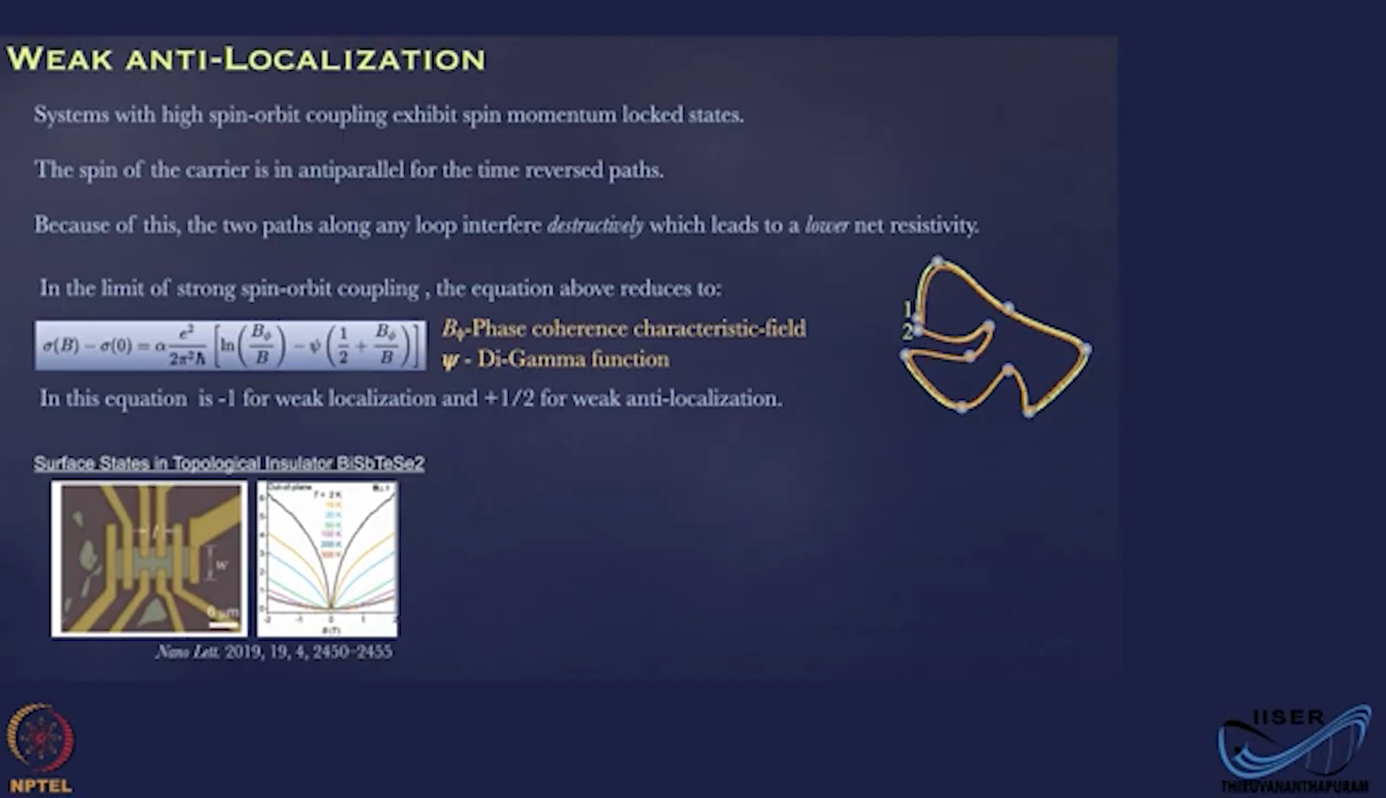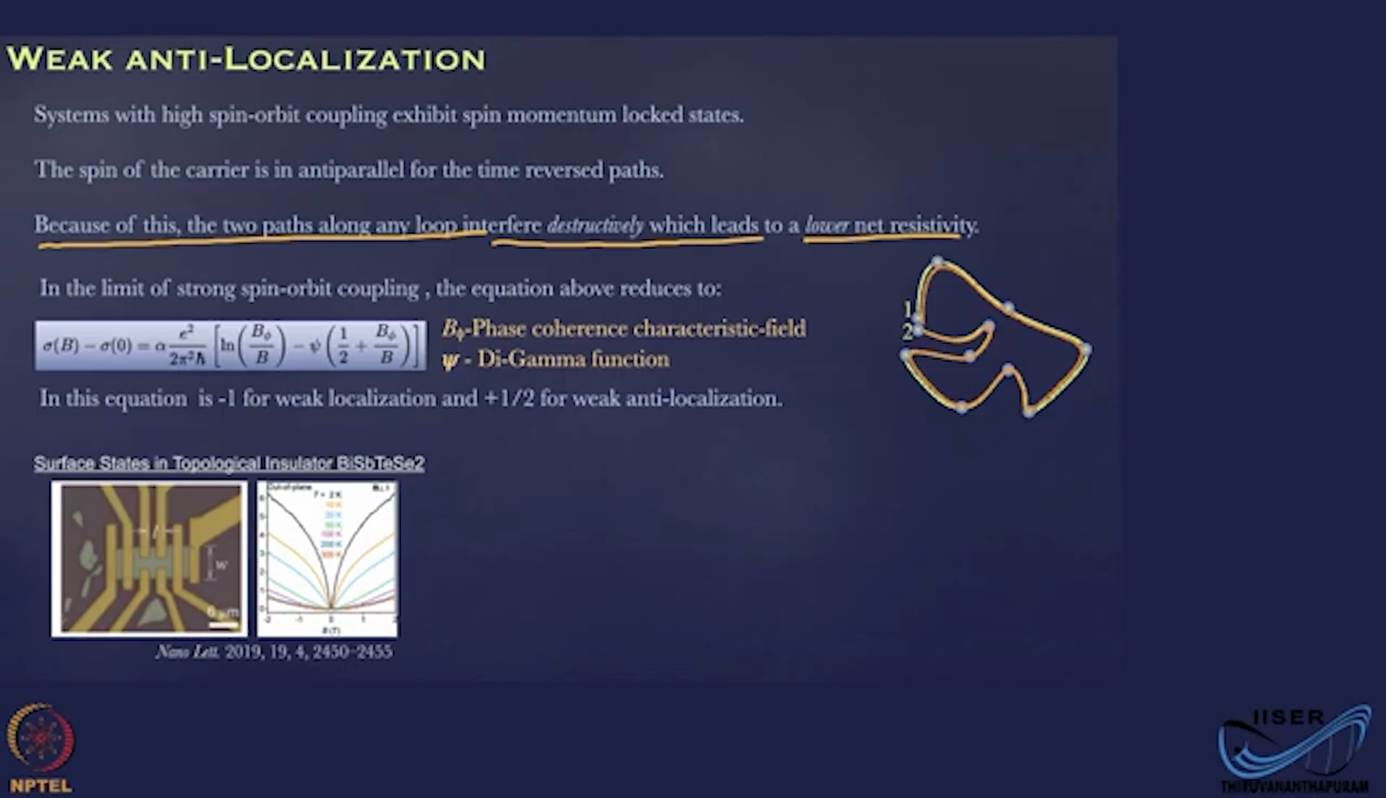But now there is a special class of materials which possess high spin orbit coupling, where the spin and the momentum are actually locked. That means if the electron is going one way, the spin is in one direction. The path is flipped, the spin flips and goes the other direction. So one way you have one spin, the other way you have the other spin. That means spins are always anti-parallel. In that case, though your conditions of coherence between the reverse and forward propagating paths are satisfied, because the spin states are opposite, they always interfere destructively. That means the two paths along one loop, the time reversed paths, will always interfere destructively.